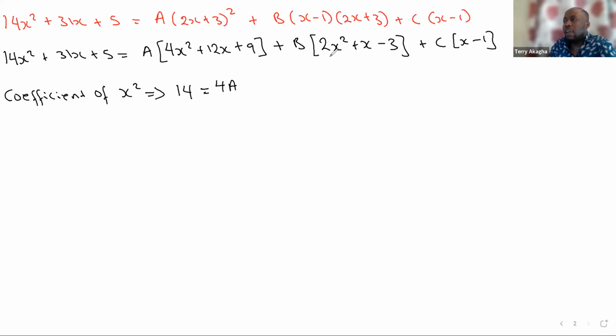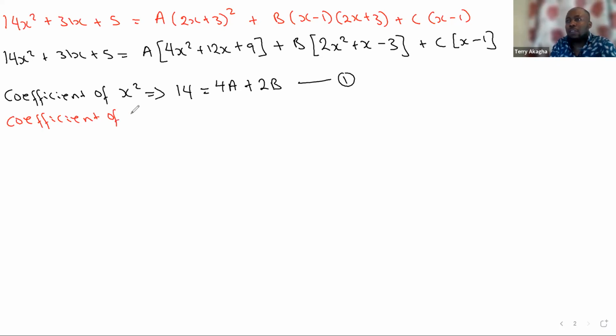Coefficient of x squared here is going to be 2. 2 times this will give you 2b. So the first equation we have here is 14 is equal to 4a plus 2b. The next one, we're going to look for the coefficient of x now.